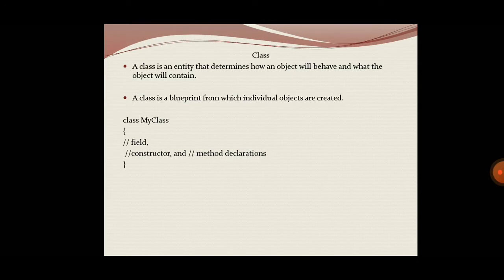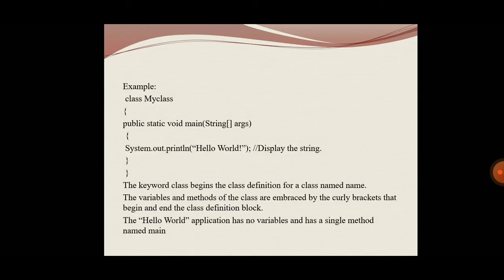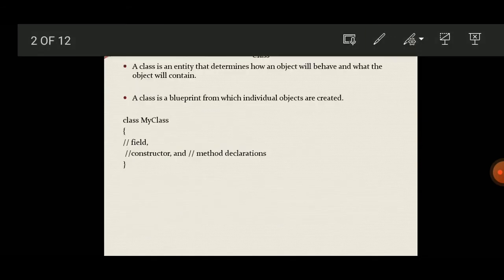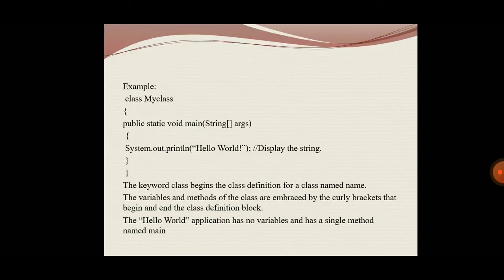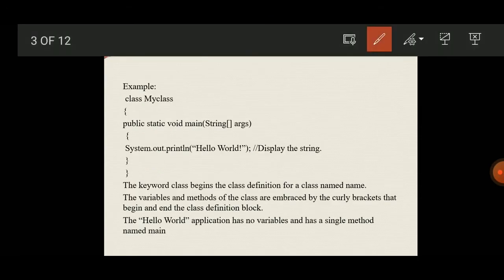The data associated with the class or object is stored in variables, and the behavior associated with the class or object is implemented with methods. This is the syntax for a class: the class name, and it will have fields, constructors as well as method declarations. Next is the example for a class. My class name is MyClass, and it has the main statement, and it just prints hello world.